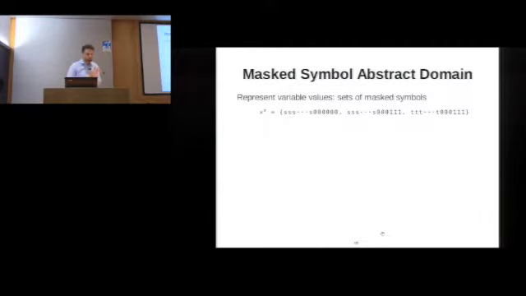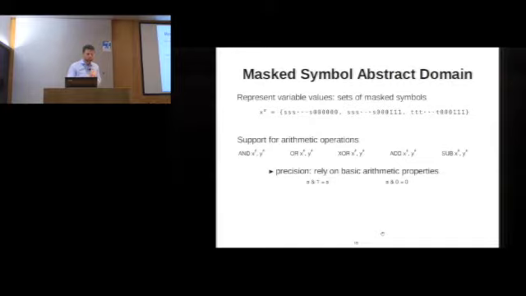A little bit more formally, we introduced the masked symbol abstract domain, which relies on a set of masked symbols. This domain supports arithmetic operations such as AND or addition and subtraction. To get bit level precision, we rely on some basic arithmetic properties, such as, for example, for logic AND, we have the neutral element 1 and the absorbing element 0. When we cannot be precise, we over-approximate by introducing fresh symbols.